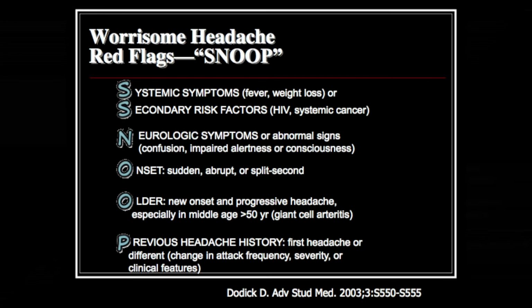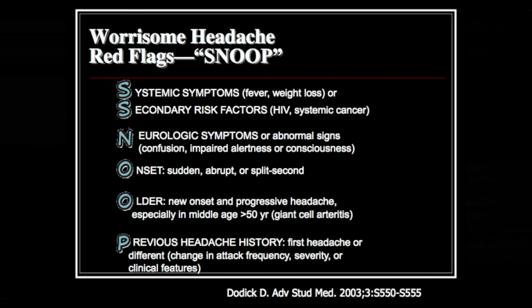Onset would include things like sudden, abrupt headaches that occur very suddenly, particularly headaches that reach peak intensity within less than a minute, which is what we call thunderclap headache. Older patients refers to new onset headache and/or progressive headache in older patients. And so if you have a new onset headache after age 50, that would be considered a red flag.